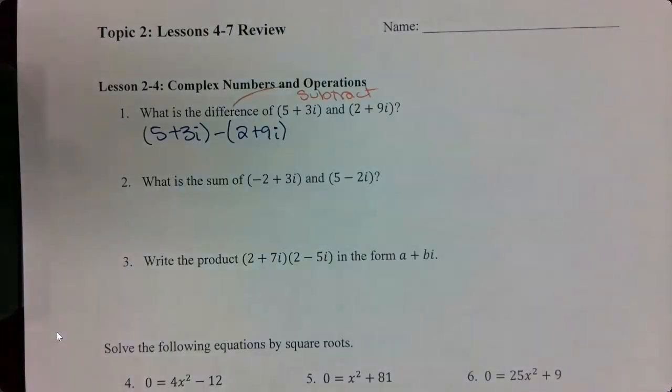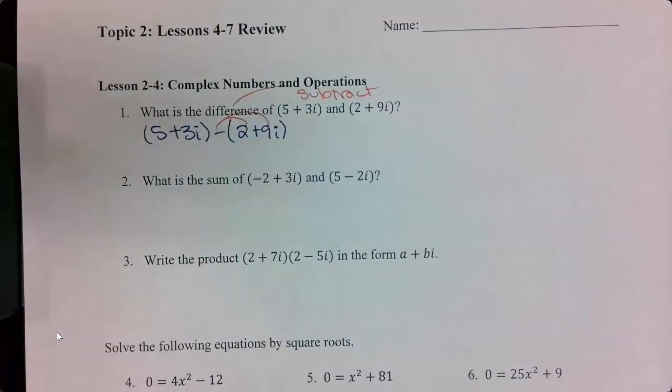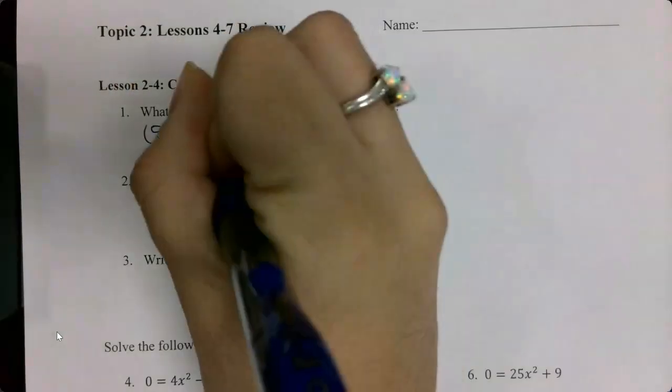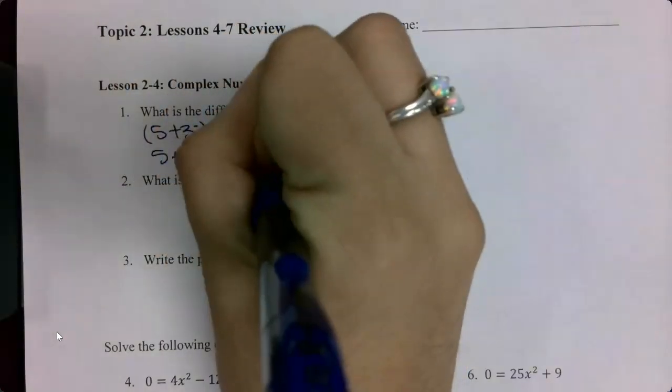Then from here, there's two things I can do. I can either do this by hand, which I'll do, and then I can also type this into my calculator, which I'll show in a second. So if I'm going to do this by hand, I want to distribute that negative, so that's going to change everything after the negative sign. So I have 5 plus 3i minus 2 minus 9i.